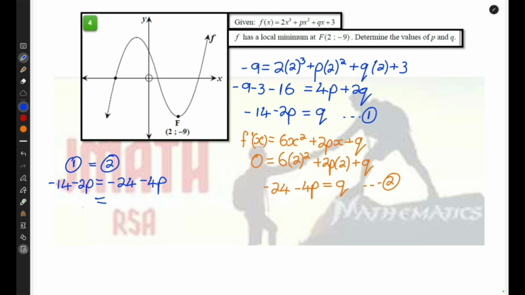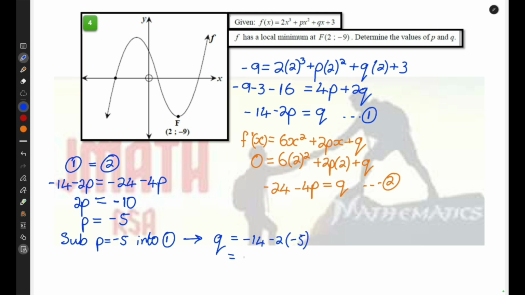Take the p's to the left. So 4 minus 2 gives me 2p. And then minus 14 minus minus 24 gives me 10. And therefore p is equal to minus 5. I can just sub that into equation 1 or 2, and that would give me my q value. So let's just sub it into equation 1. So minus 14 minus 2 times minus 5 gives me minus 14 plus 10, and that would just be q is equal to minus 4.